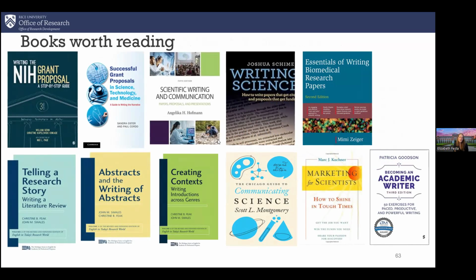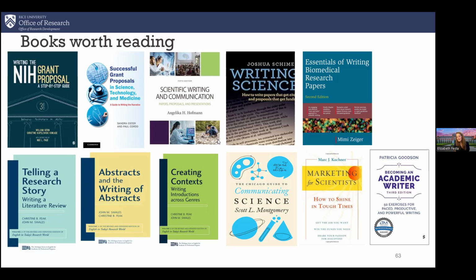My colleague Luke Parkitney at Baylor had recommended Essentials of Writing Biomedical Research Papers as one of his personal favorites. From the applied linguistics world, we have three texts: Telling a Research Story on the lit review, abstracts, and the writing of abstracts, and Creating Context on introductions by Feak and Swales. They are leaders in the world of teaching academic writing, and those are instructors' texts, but I think you would enjoy them, and eventually you'll be teaching these skills too if you're not already, and I highly recommend them.